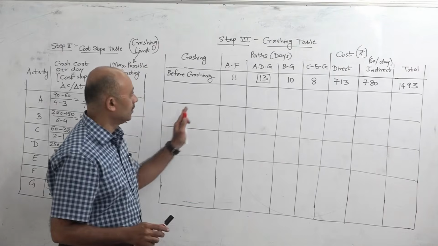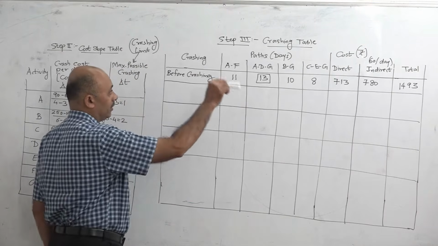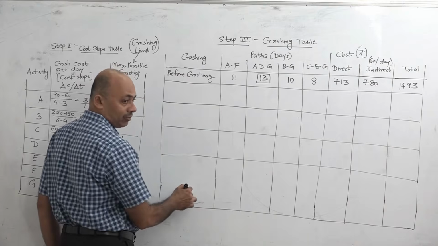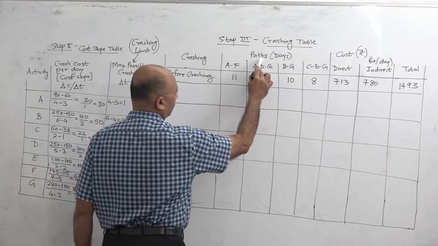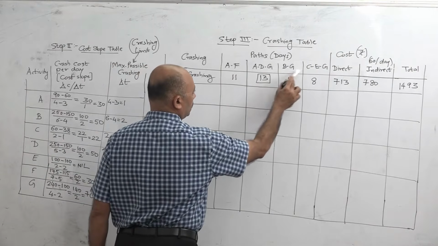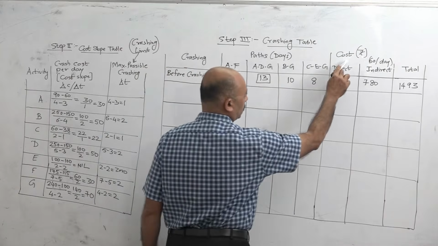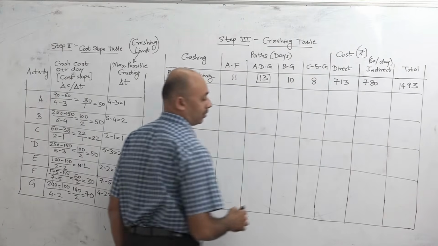Okay, so now we will start with the crashing procedure. This is the crashing table. First column is the details of crashing. Second is paths. There are 4 paths: AF, ADG, BG and CG. And the last column is cost: direct cost, indirect cost and total cost.